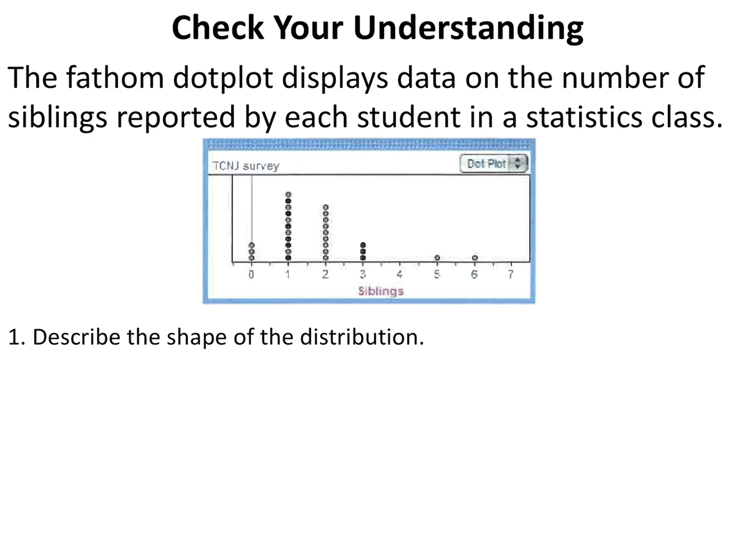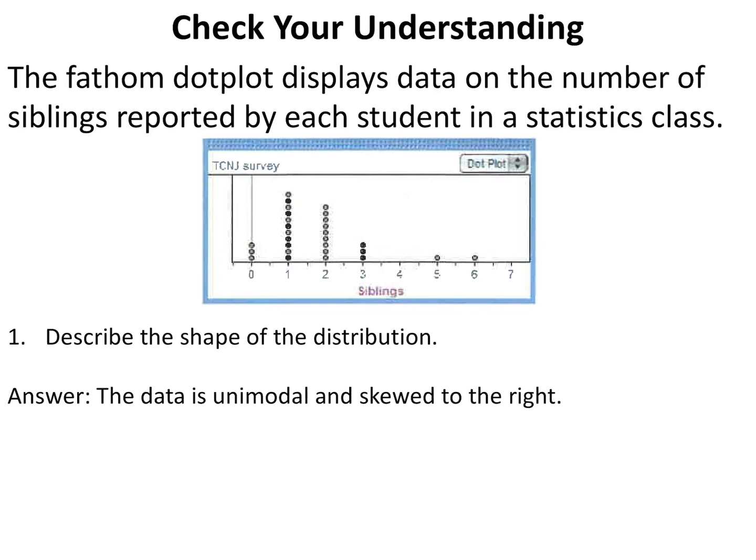So let's check our understanding. The Fathom dot plot displays data on the number of siblings reported by each student in a statistics class. We need to describe the shape of the distribution. Now we can see the peak of our data is on the left, and then it is stretched out to the right. So this is unimodal. There is one peak, and since the data is stretched out to the right, it would be skewed to the right.